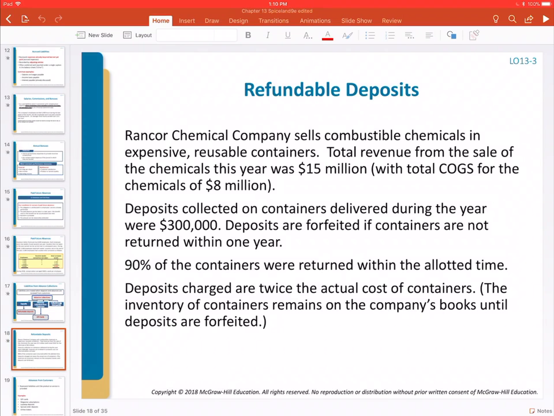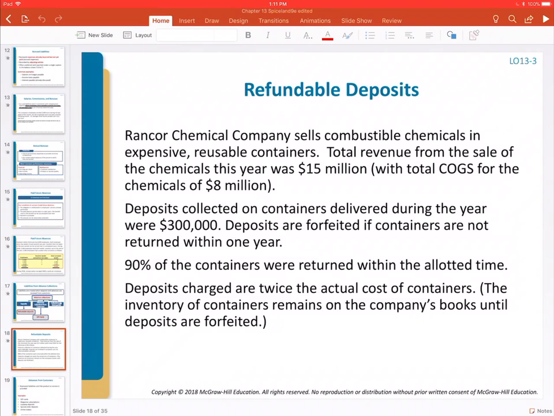So the example that we'll walk through here is related to a chemical company. So we are Rancor Chemical, and we sell combustible chemicals in very expensive reusable containers. So here's the thing. We have to deliver these chemicals to our customers in a safe way. So we use these expensive containers. We want to incentivize the customers to return those containers to us. So we make them essentially give us a deposit on those containers. If they return the containers, they will get that deposit back. But if they don't, then we, Rancor Chemical Company, get to keep the deposit.